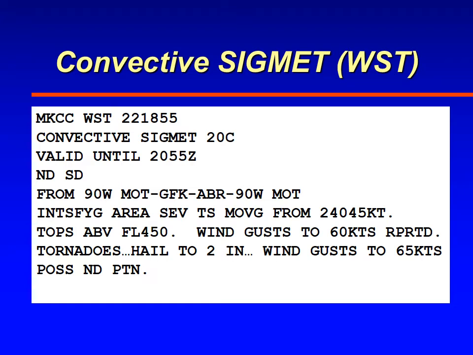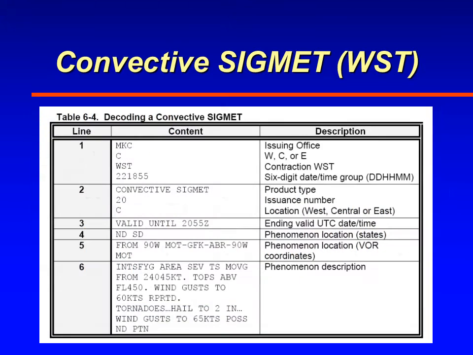It covers North Dakota and South Dakota. And then they give you the area from 90 west of Minot to Grand Forks to Aberdeen to 90 west of Minot. They say an intensifying area of severe thunderstorms is moving from 240 at 45 knots, and the tops are above 45,000 feet. And here are the hazards. Wind gusts to 60 knots reported, tornadoes, hail to 2 inch, and then wind gusts to 65 possible in the North Dakota portions. So that's the breakdown, line by line, of the convective SIGMET.